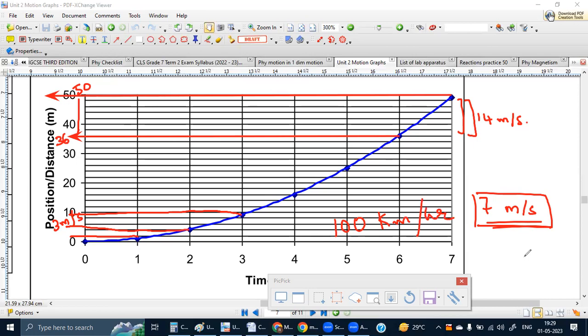It will keep on changing because it depends on traffic conditions. If there is traffic, then the velocity will decrease. If there is a highway, then the velocity will increase.